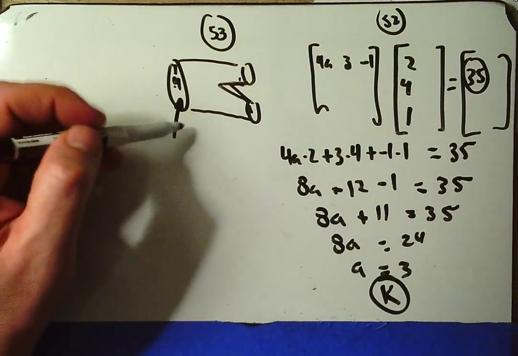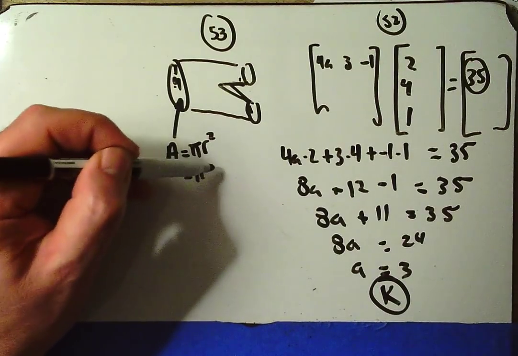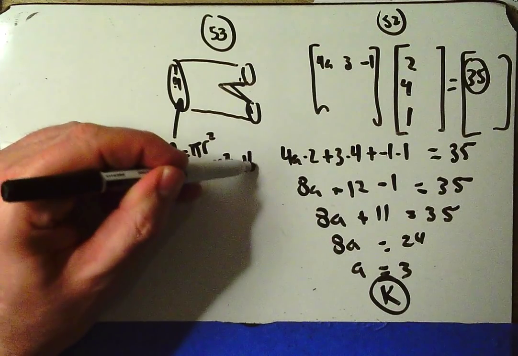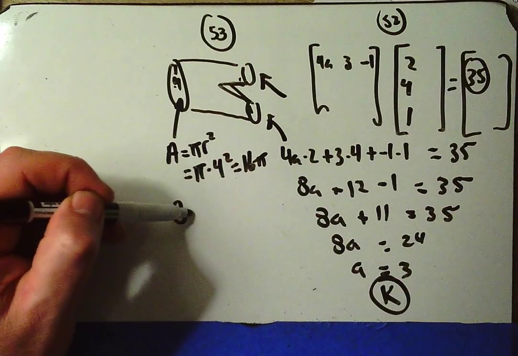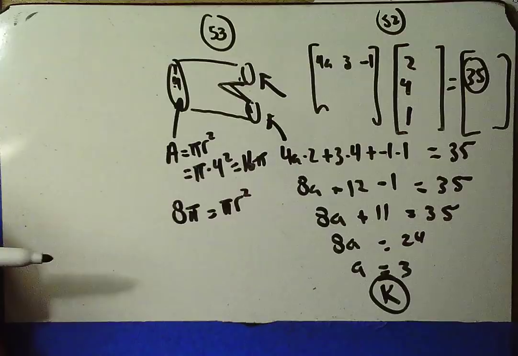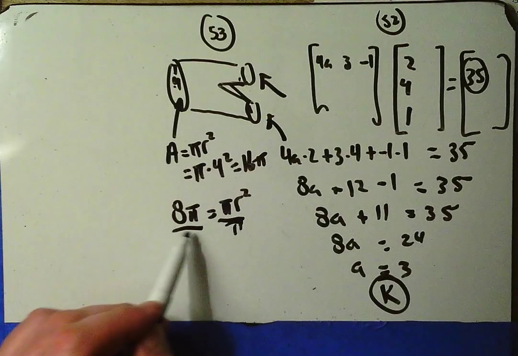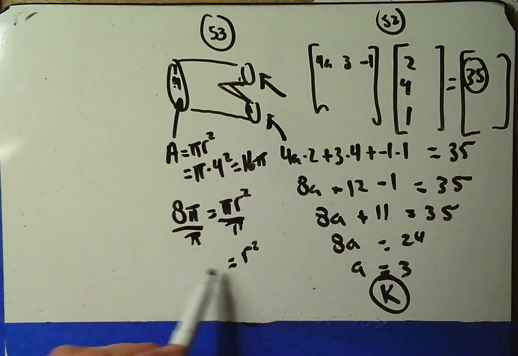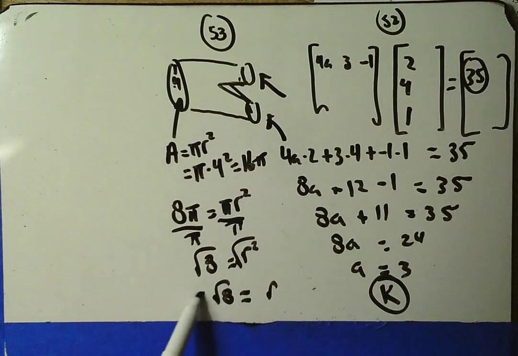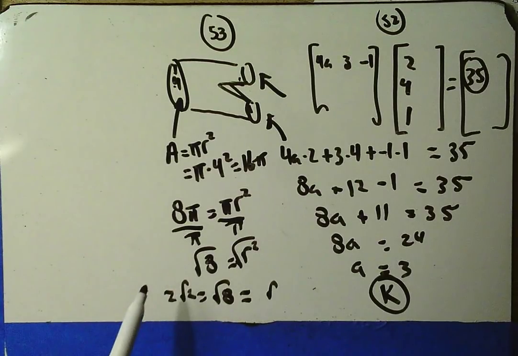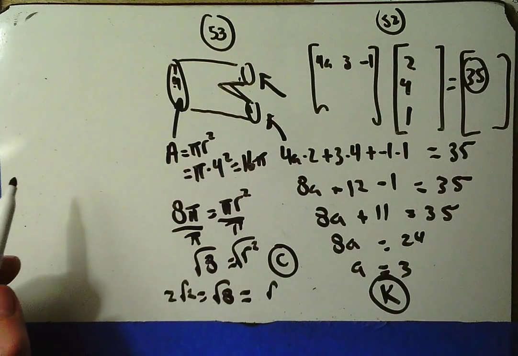Well, the area of this circle, pi r squared, is pi times 4 squared, or 16 pi. Since these have half the flow, we know that they should be 8 pi, is pi r squared. So to find the smaller radius, I need to divide by pi and get r squared equals 8, and then when I take the square root of both sides, I get r equals the square root of 8, or 2 root 2. 2 root 2 corresponds with choice C for number 53.